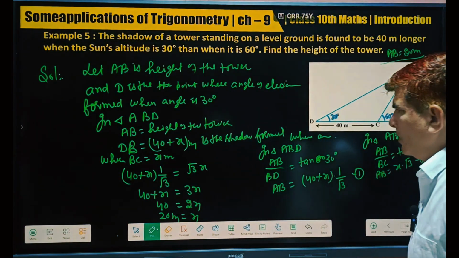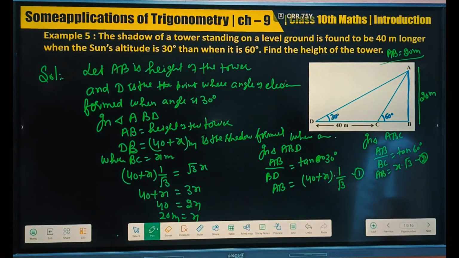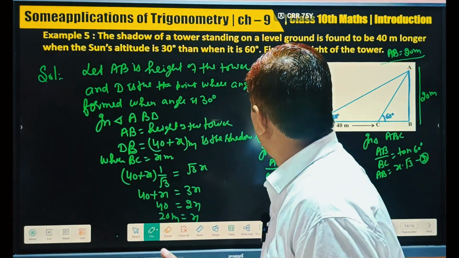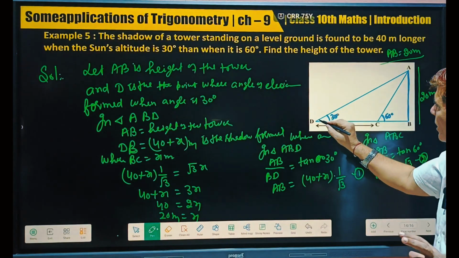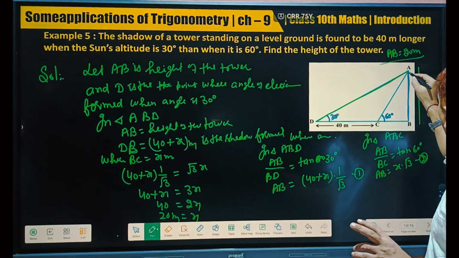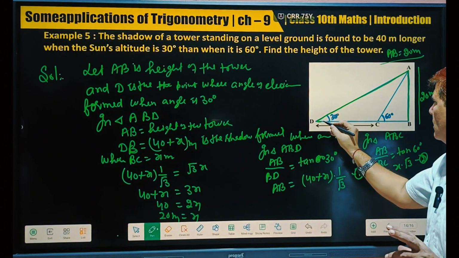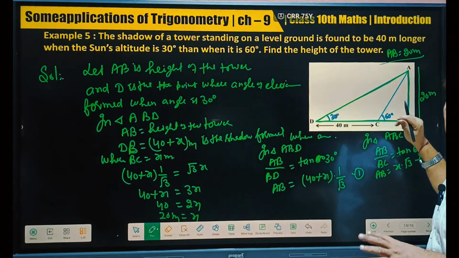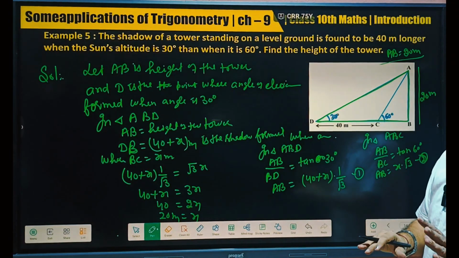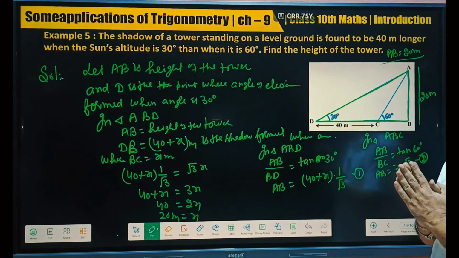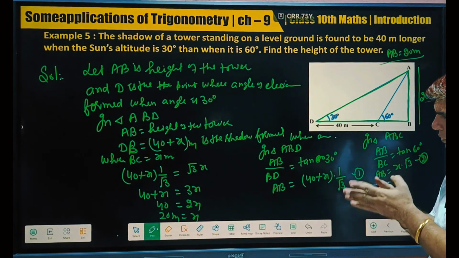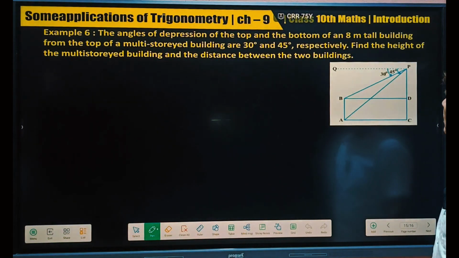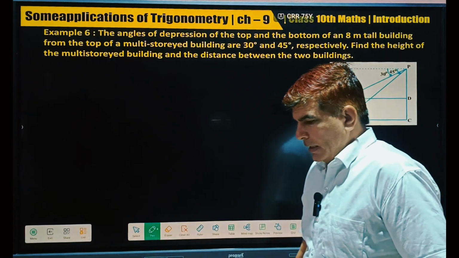Understood? In this type of question, everything is very easy if you can solve it. First take one triangle, the bigger one, and find out AB. Then take another triangle and again find out AB. Then compare the right-hand sides of equations 1 and 2. If you solve it, the height of the tower is 20 meters. So this is the question given.